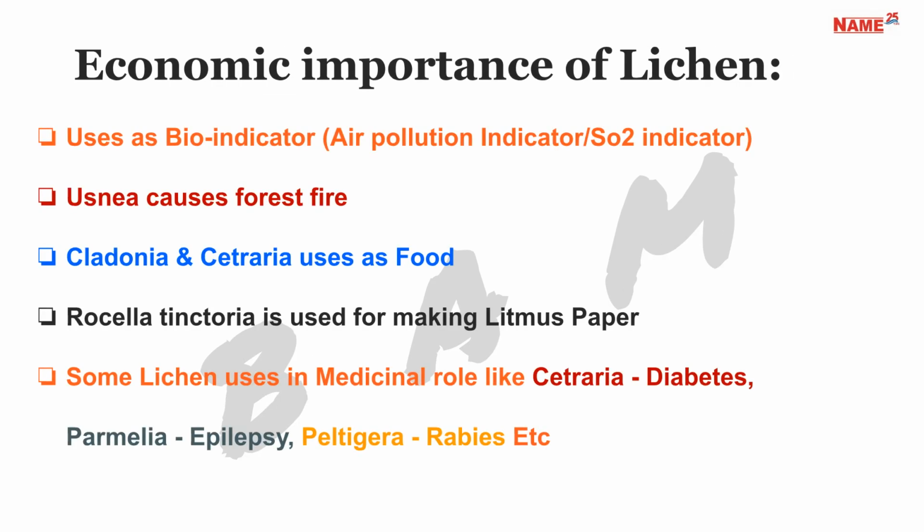They act as bioindicators of air pollution. Some, like Cladonia and Cetraria, are used as food. Others have medicinal roles, such as Cetraria for diabetes, Parmelia for epilepsy, and Peltigera for rabies. Usnea, however, can cause forest fires.